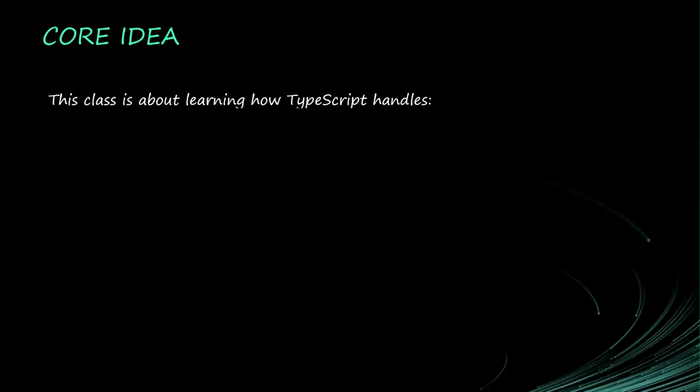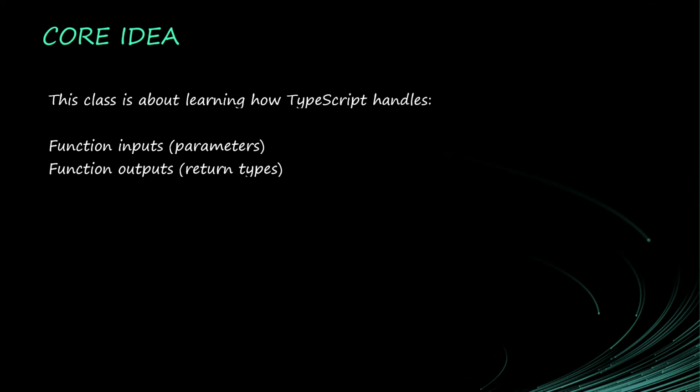So now the core idea is that this class is about learning how TypeScript handles function inputs. These are the parameters. And how it also handles function output. So you know that functions can take inputs, that's parameters, and they can also return some values, that's the return value. So every value, whether the input or the output, whatever the function is returning, also has a type.